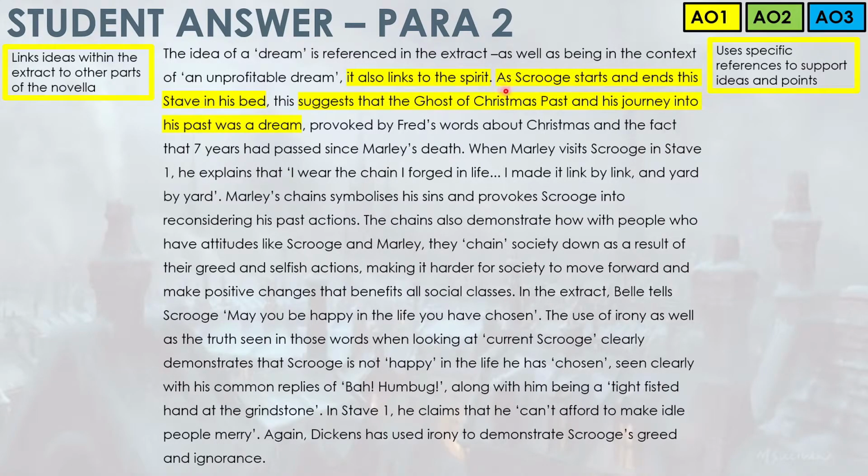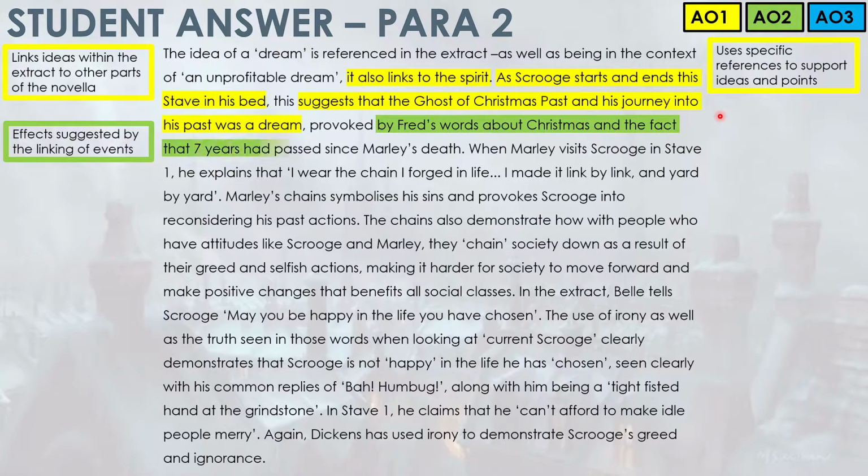It might be a bit difficult to find quotes that show that Scrooge starts and ends the journey in Stave 2 in his bed, but the fact that they've referenced it very specifically works in exactly the same way as a quote. So that goes with some advice: not to panic if you can't think of a specific quote. As long as you're specific about the point in the novella that you are referring to, that still counts as AO1, and that's still going to help you to move up the mark scheme.